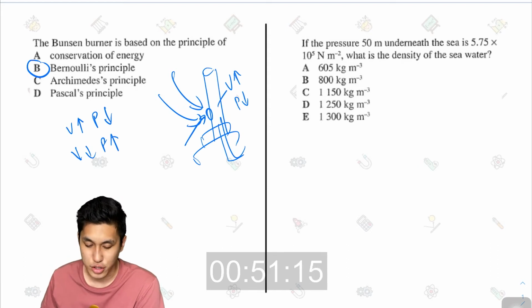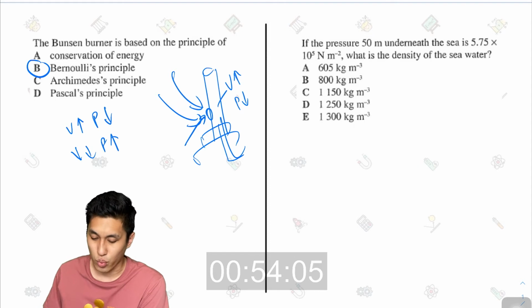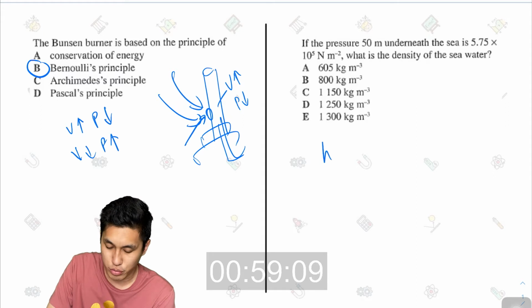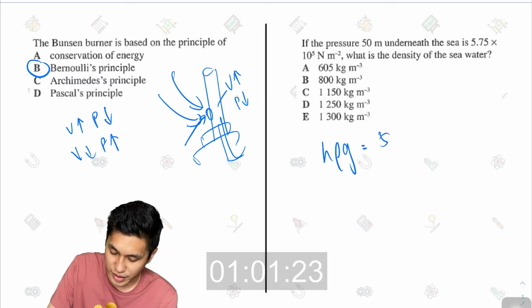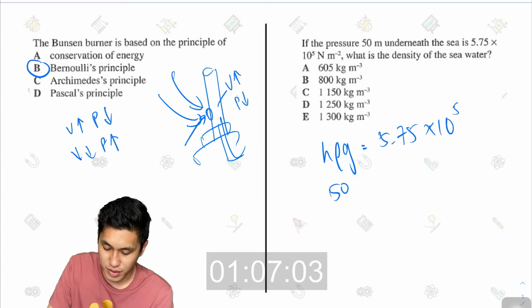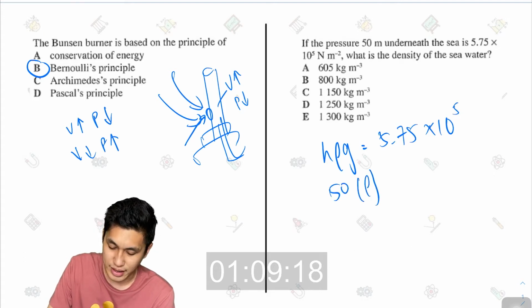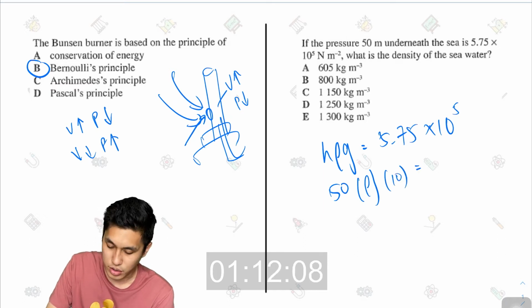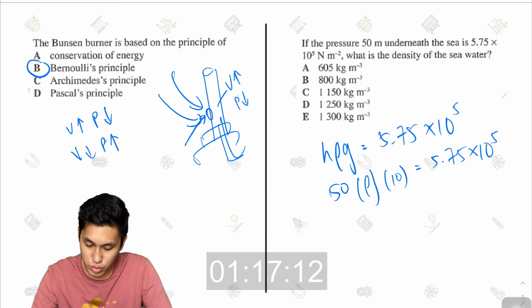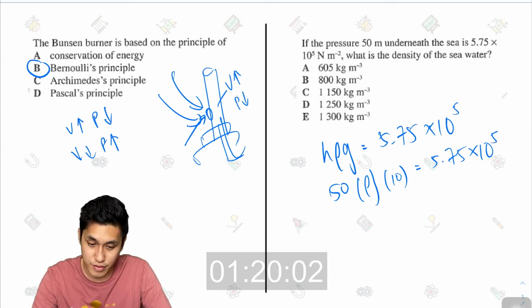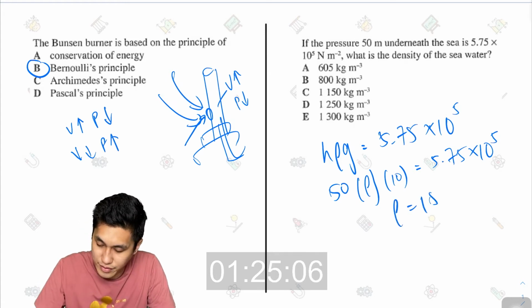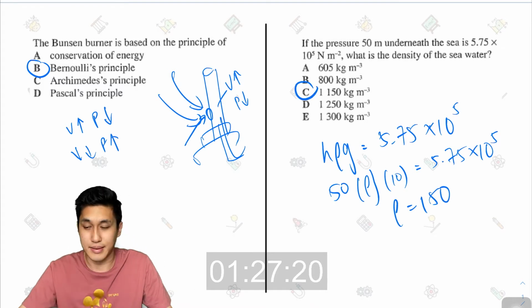If the pressure 50 meters underneath the sea is 5.75 times 10 to the power of 5 newtons per meter squared, what is the density of the sea water? So 50 meters underneath the sea, we'll use h rho g, right? So h rho g is equal to 5.75 times 10 to the power of 5, and the height here would be 50 meters. Rho is what we're trying to find, and g, let's assume it to be 10. So my rho would be 5.75 times 10 to the power of 5 divided by 50 divided by 10, which is 1150. So the answer would be C.